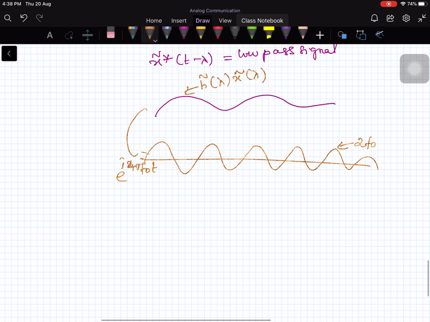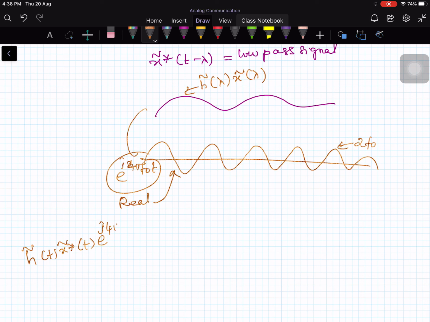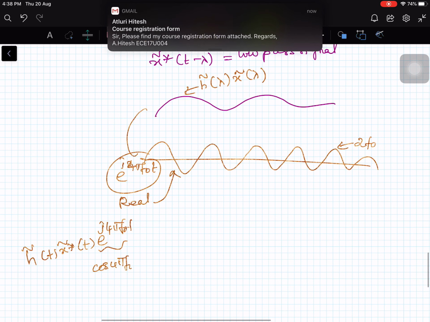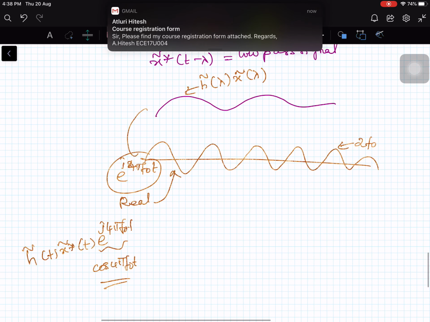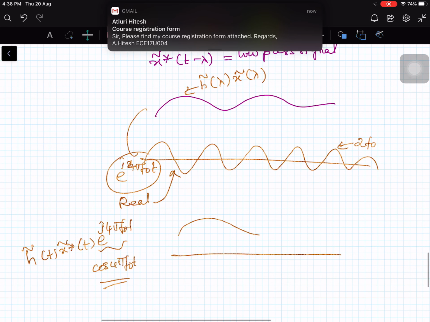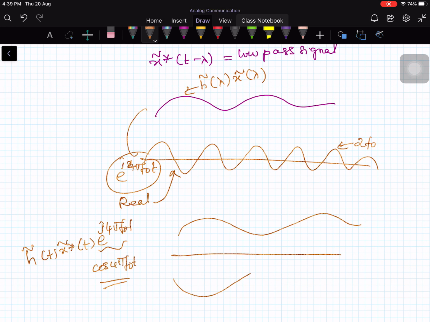You take the real part of this, then you'll get this one. Now you multiply this and that. So h tilde of t x conjugate tilde of t times e to the j 4 pi f naught t. You take the real part of that, then you will get a cos of 4 pi f naught t, just for the sake of argument. So therefore what happens, you have a slowly varying signal like this, and here there are many cycles like this.